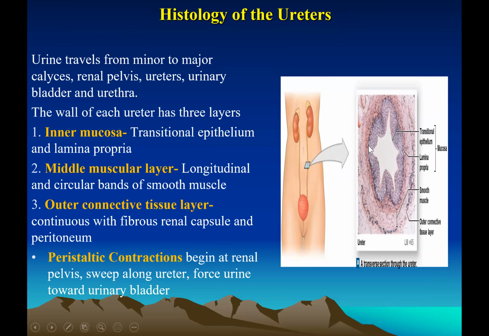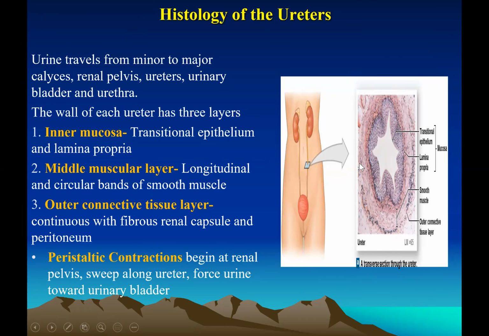There are three main layers that you can see. It has an internal mucosa, which is transitional epithelium. Remember the epithelium that will look different. This is to accommodate changes in volume of urine. It has a middle muscular layer, so it is capable of peristalsis, which is a longitudinal and circular band of smooth muscle. And then it has an outer connective tissue layer, which is rich in fibers, and it is protective and fibrous on the outside. So there are three layers here.